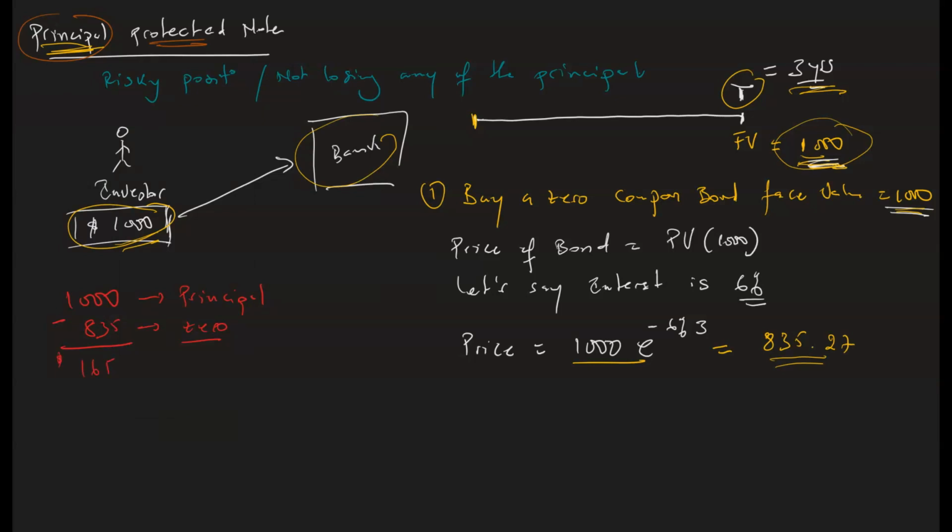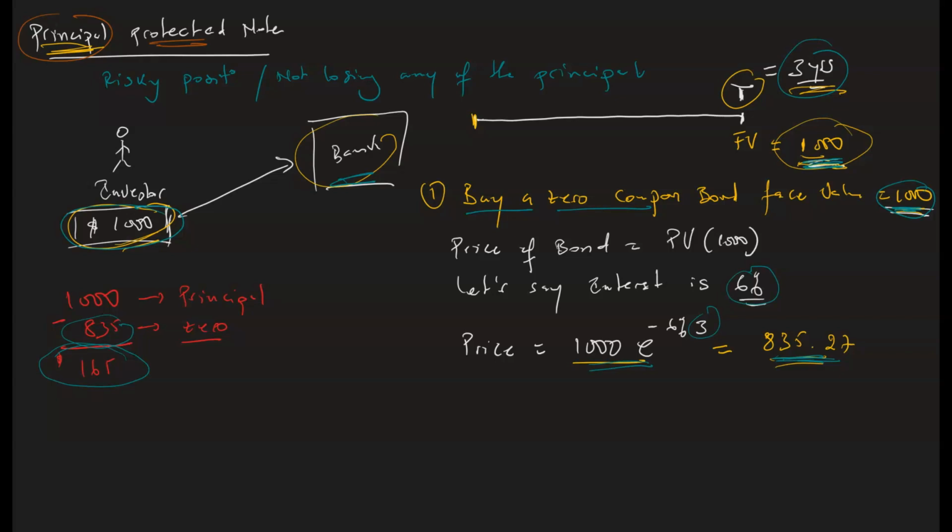So the bank did the following. The bank took the $1,000 from the investor, bought a zero coupon bond with a face value of 1,000. This guarantees that we're going to be receiving 1,000 in the future. The price of that zero coupon bond today is 835. That is the present value of a zero coupon bond of the face value over 3 years. That's the assumption, 3 years at a 6% interest rate. And so the bank spent the 835, which means that the bank has $165 left to play with.